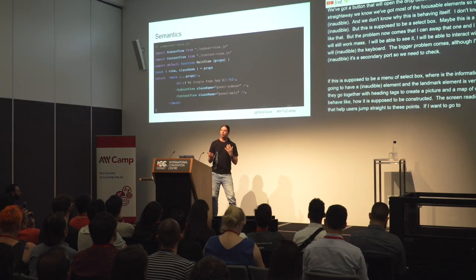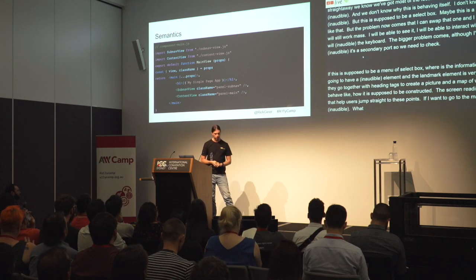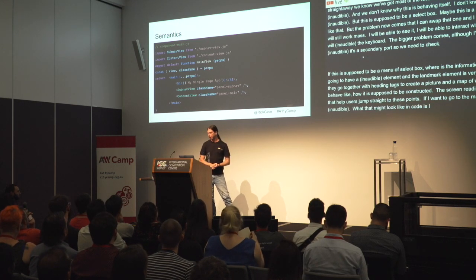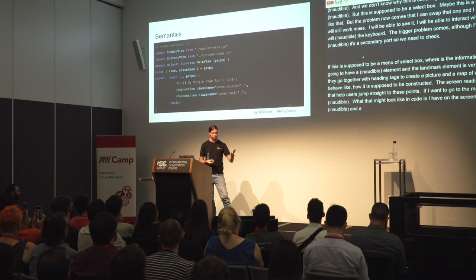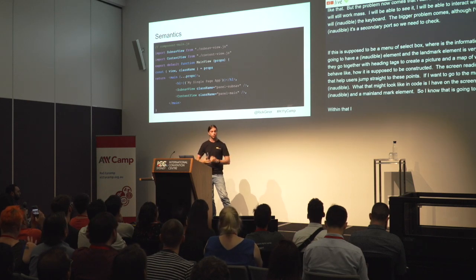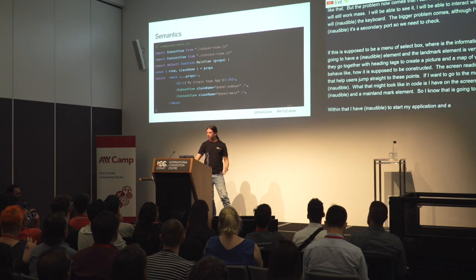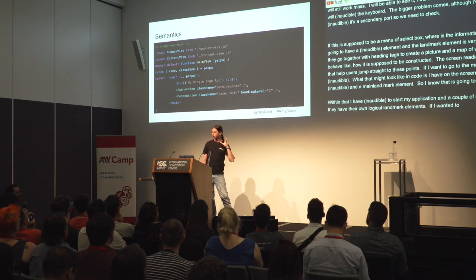What that might look like in code is I have on the screen a React component, a main component, and the first element in that is a main landmark element. So I know that that's going to be present. Within that, I have an H1, it's the start of my application, and a couple of subcomponents, which inside there they would have their own logical landmark elements and headings. And if I want them to have good headings, I can even pass that through as a property. So I know that one level nested down, I have a content view.